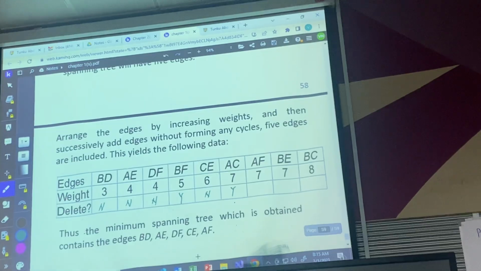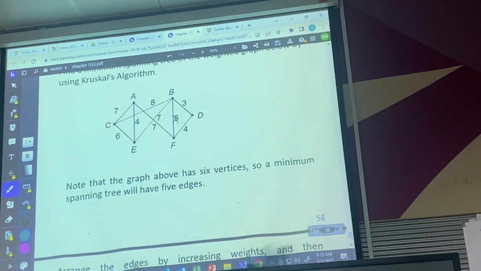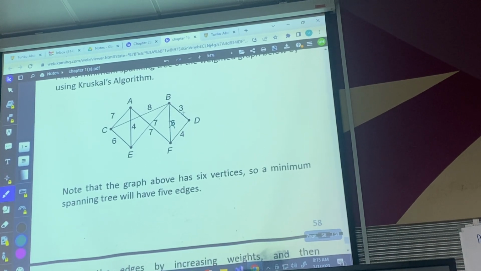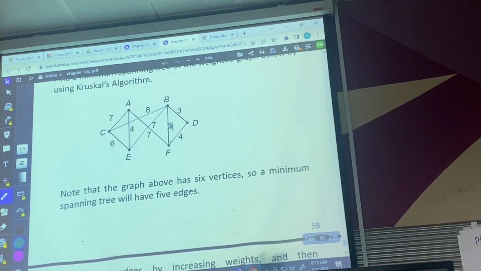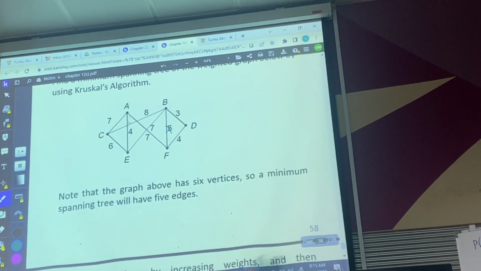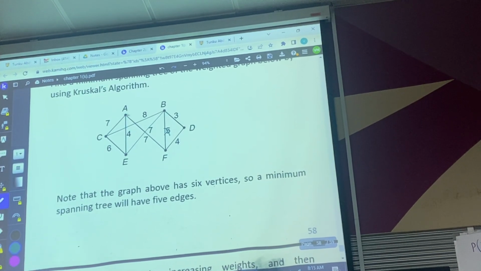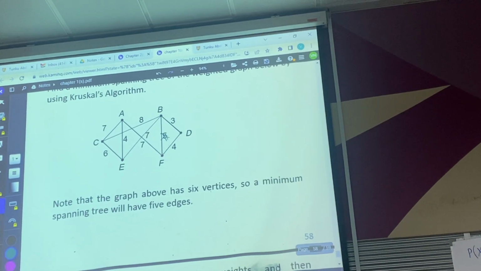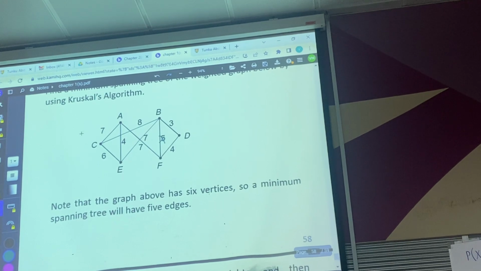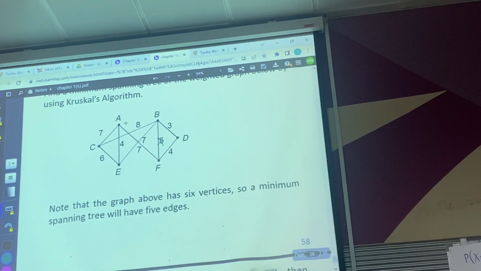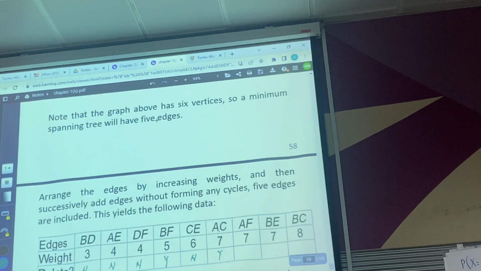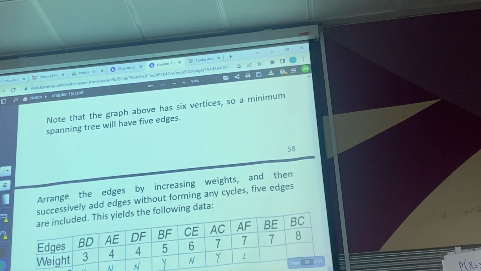How about AF? We already have BD, we already have DF, AE, CE. Can we include AF? Yes, it won't form any cycle. Okay, so here you have 1, 2, 3, 4, 5. So do not delete AF.